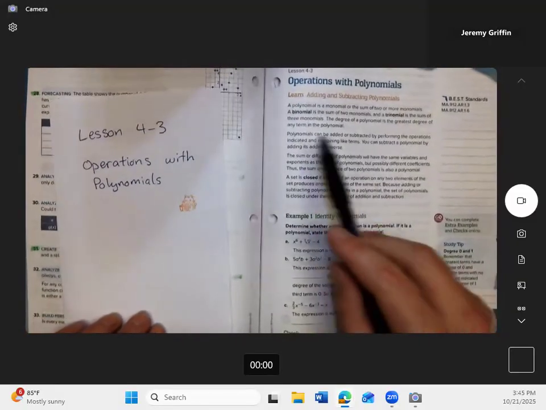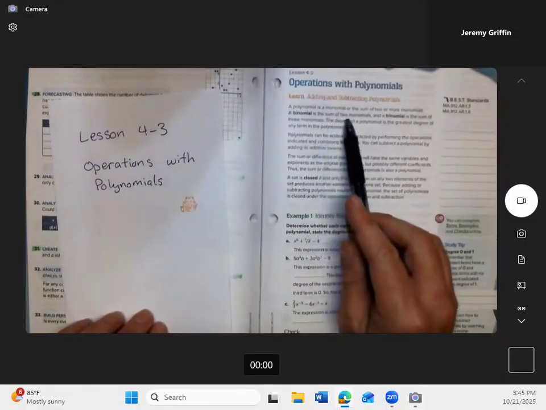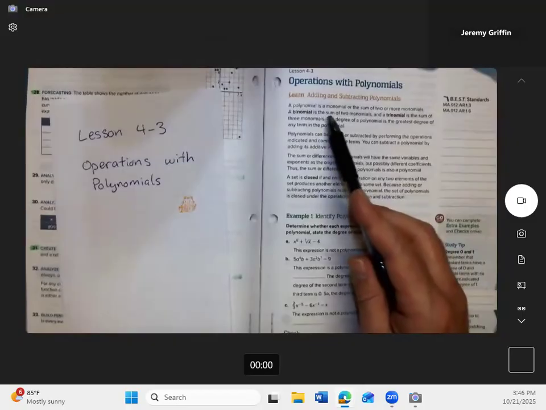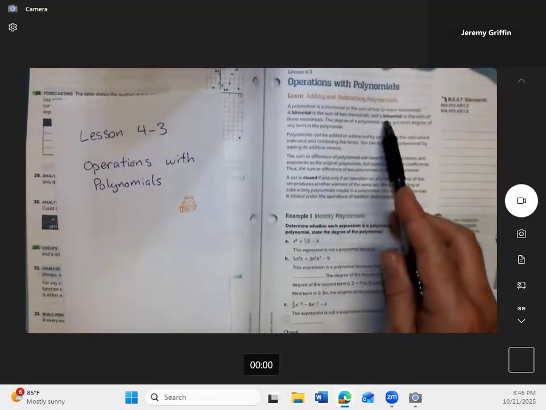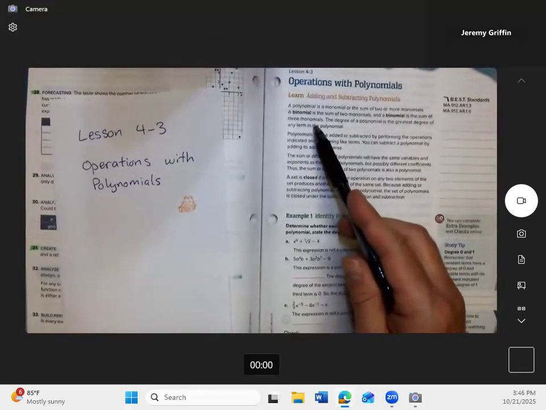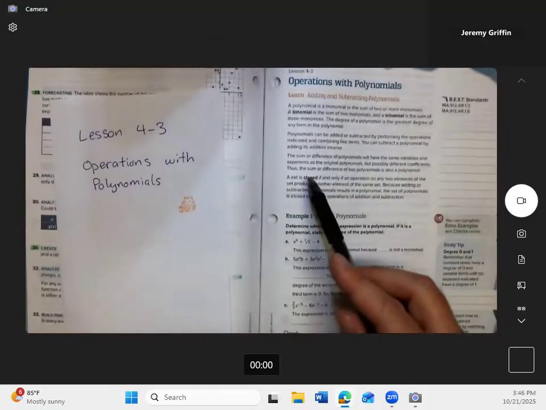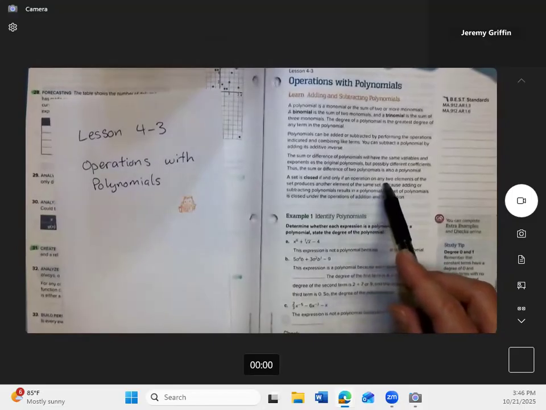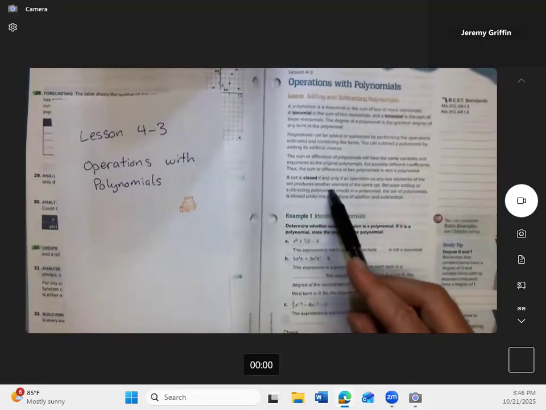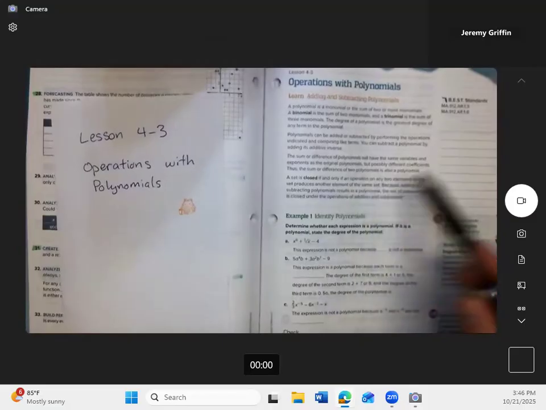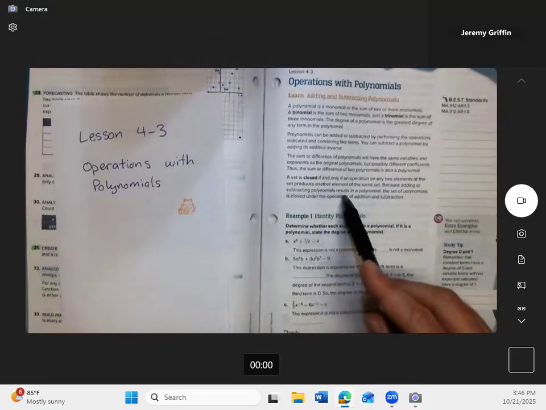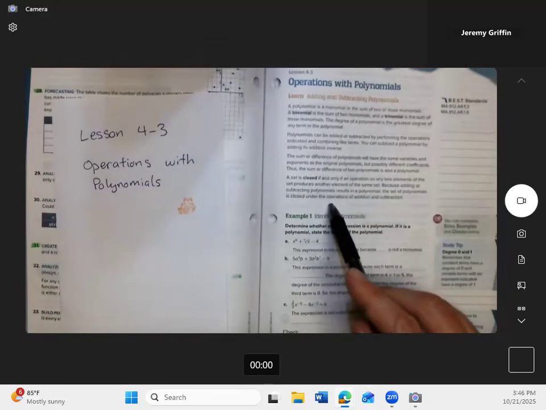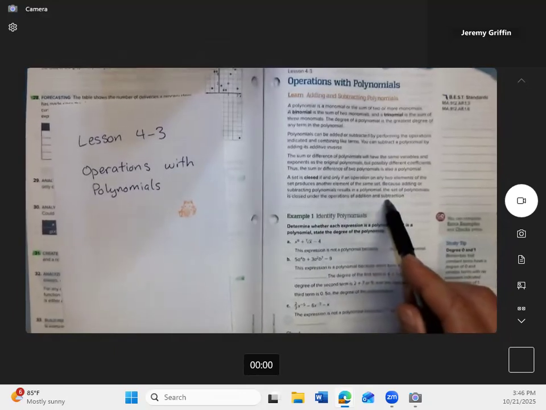We got a binomial is the sum of two monomials, so a monomial has like one term, right? Bi means two, trinomial, tri is three, so like three monomials. A polynomial, you guys got, poly is many. A set is closed if and only if an operation on any two elements of the set produces another element of the same set. Because adding or subtracting polynomials results in a polynomial, the set of polynomials is closed under the operations of addition and subtraction.